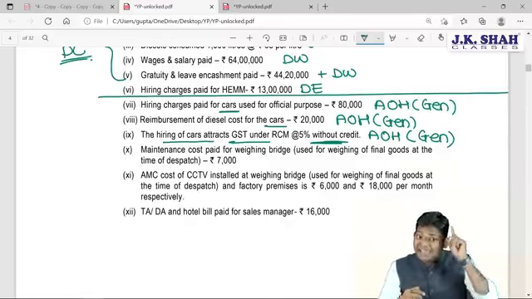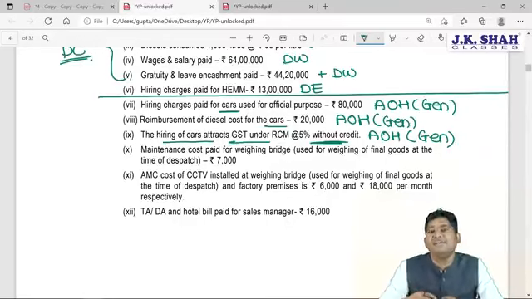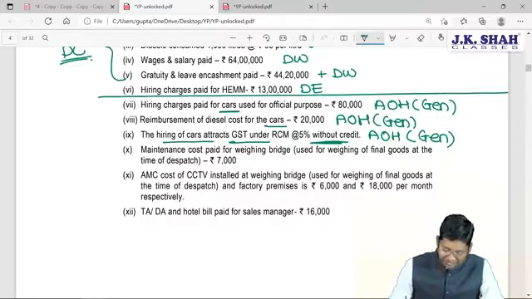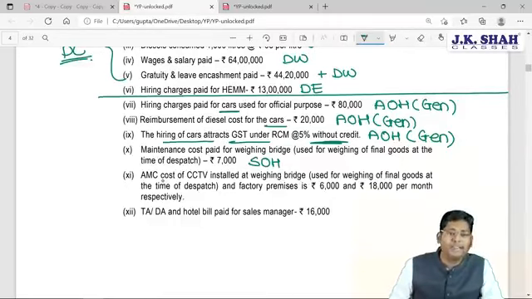If you are hiring, the machinery hire charges are direct expenses, but car hire charges are administration expenditure. Point number 10: maintenance cost paid for the weighing bridge used for weighing final goods at the time of dispatch, 7,000 rupees. This 7,000 rupees is your maintenance cost, which is your selling overhead, which we are using at the final stage. AMC, annual maintenance charges.